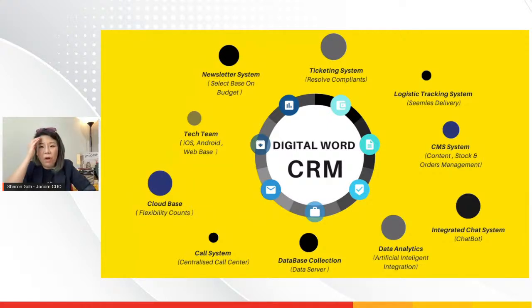And then you have a logistic tracking system. Like JOCOM right now, we have our own logistic tracking system. We can track where our guy is, where the pit stop is, what time, and where they delivered the products. And the CMS system, where you manage all your content, product pricing, orders, and a lot more. The last thing is the integrated chat system, which is a chatbot.